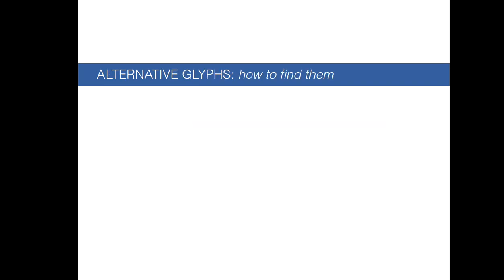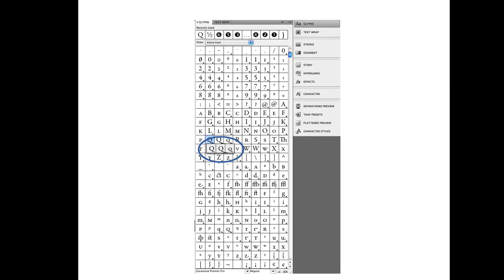So how do you find alternative glyphs, like alternative swash caps, small caps, fractions? Well, if you go to Window, Type, Glyphs, you will see the glyphs panel appear, and you'll see certain characters or glyphs have a little black triangle in the corner here. And if you click on that triangle, you'll see the alternative glyphs. So this is the regular Q, and there's a swash cap Q and a small caps Q available in this particular typeface. So now, depending on what I'm designing, I know I have options.